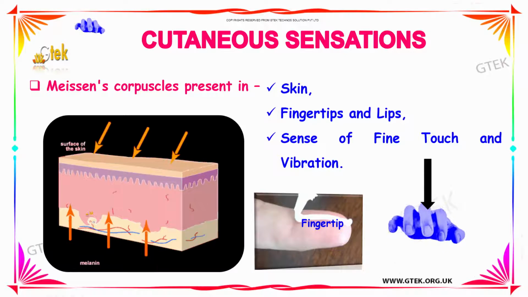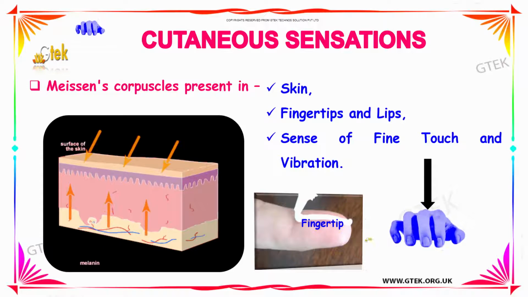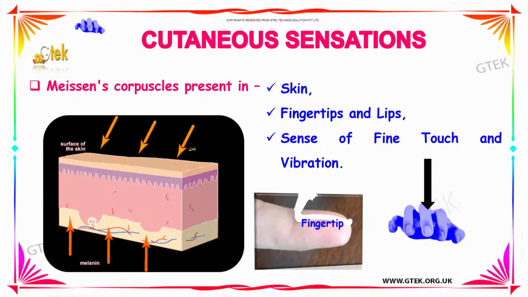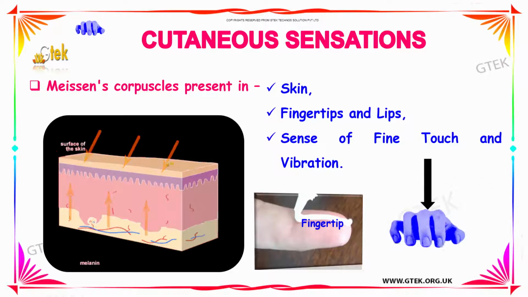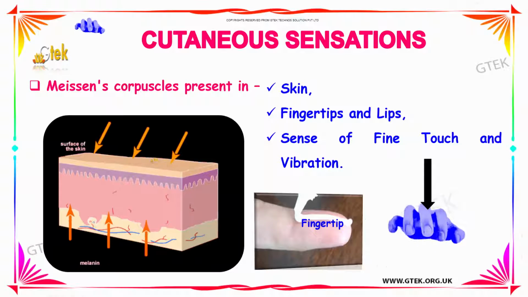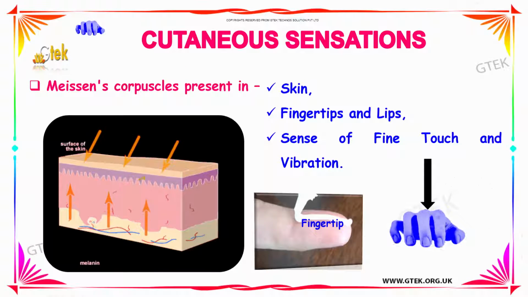So this will show how the skin will recognize the sense of touch, and that is done by the cutaneous layer of your skin, which has the Meissner's corpuscles, and they are also found in the fingertips and lips.